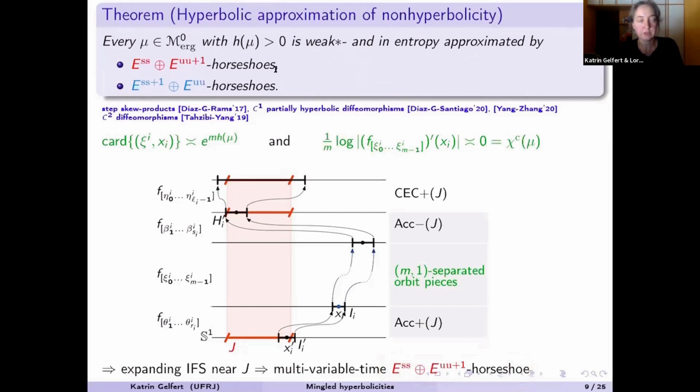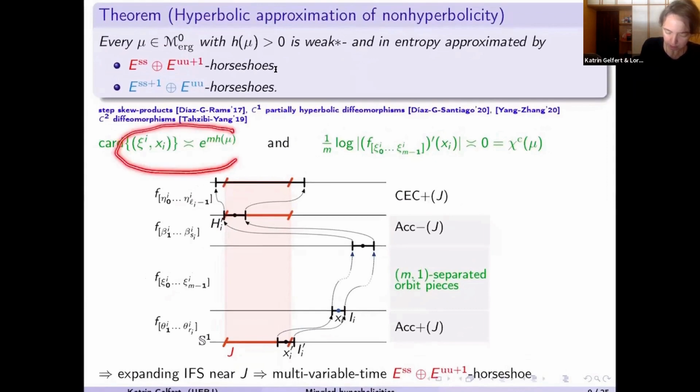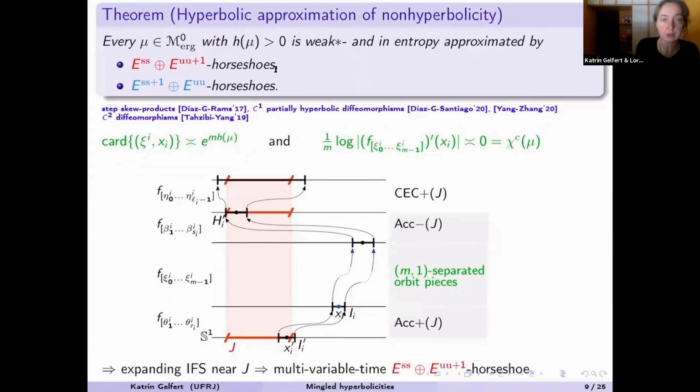So this is the rough idea of how to use skeletons to show this hyperbolic approximation of non-hyperbolicity. Okay, and you can do this in a way that the horseshoe has roughly the entropy of the original map, and is also weak star approximating your ergodic measure. Okay, so given a non-hyperbolic measure, you can produce this, somehow inserted in the set of ergodic hyperbolic measures.